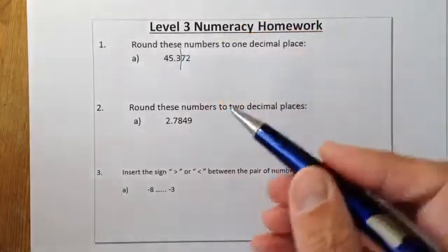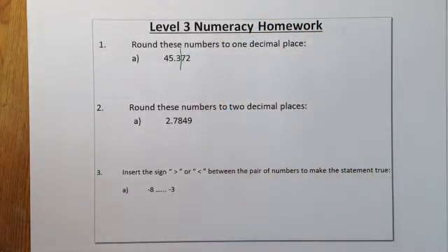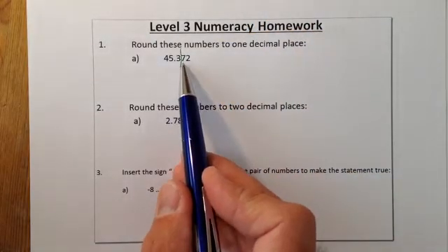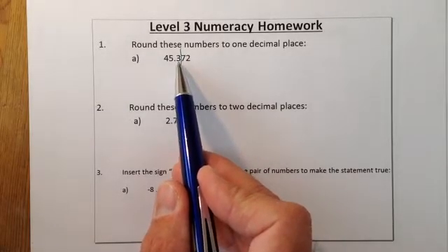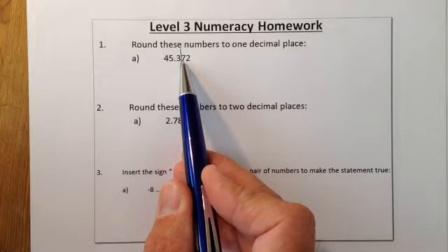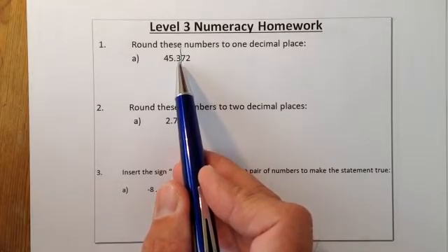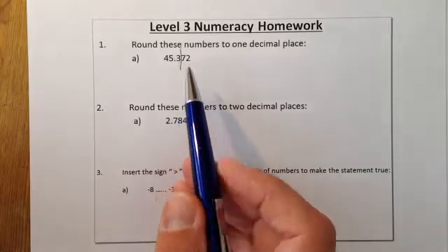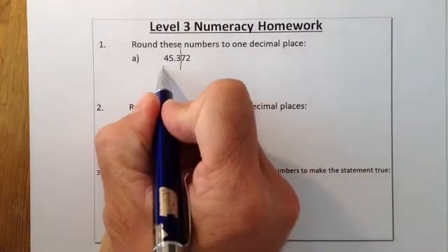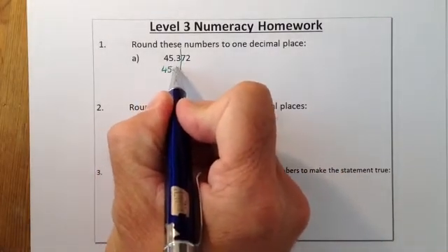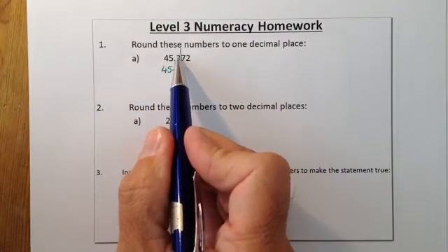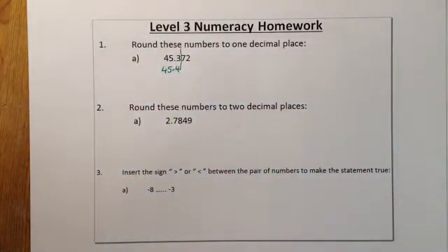Now remember the rules for rounding. If the number on the right is less than 5, then we're going to leave the 3 as it is. If the number to the right is 5 or greater, we're going to move that 3 up to a 4. So that's the way we're going to round it. So this answer here is going to be 45.4, with the 7 rounding the 3 up.